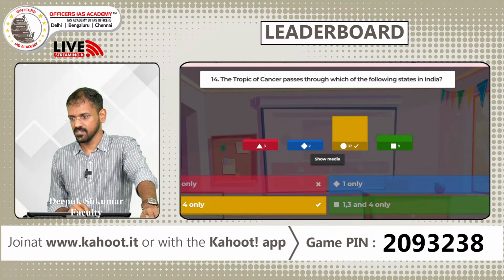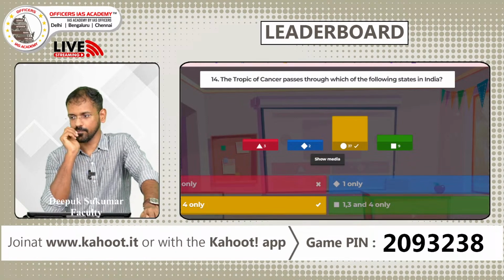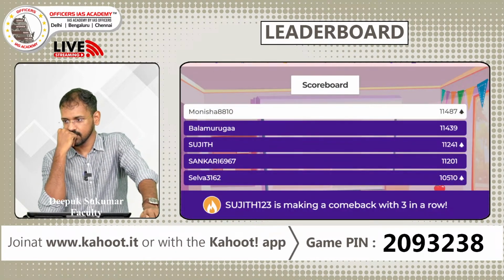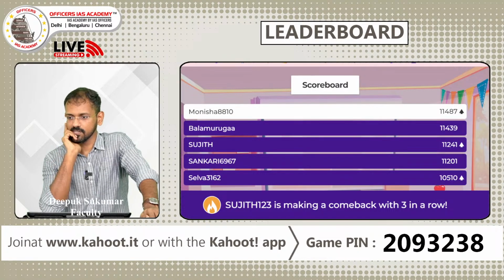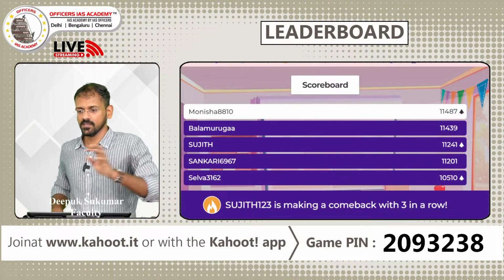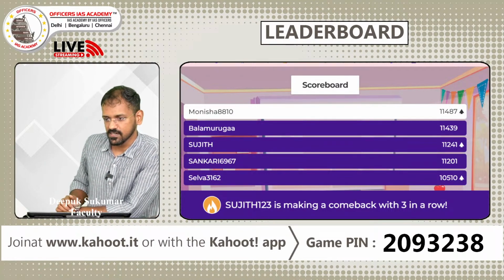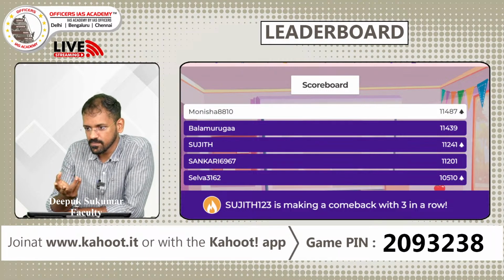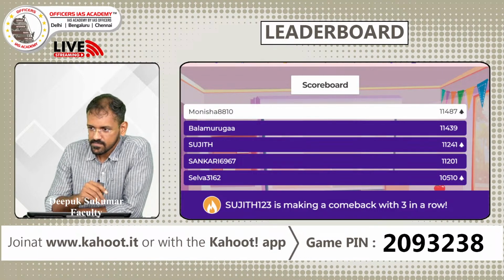Anyway, let's see. This is the double point one. Let's see if there are any surprises. Oh wow, Monisha is surprised, emerged at the top. Oh, very good, very good. Selva is again very consistent. Sujit, this is the first time I'm seeing Sujit's name. Has made a massive comeback, it seems, with 3 in a row. Great, Sujit. Okay, let's move on.